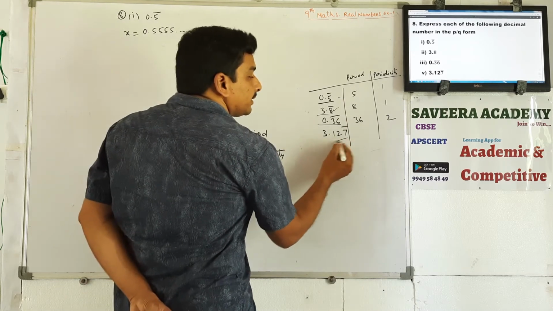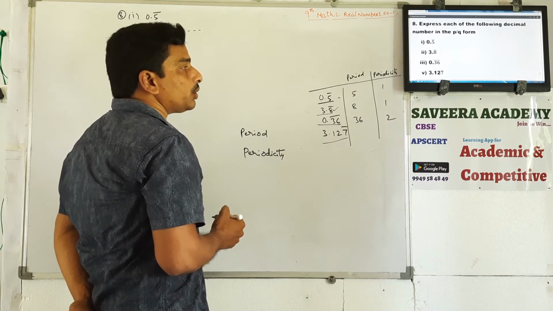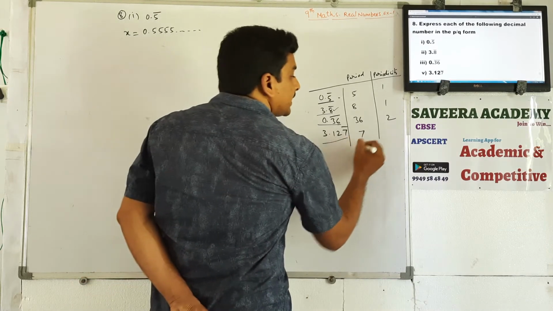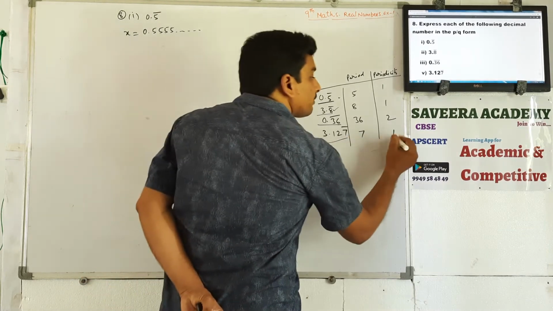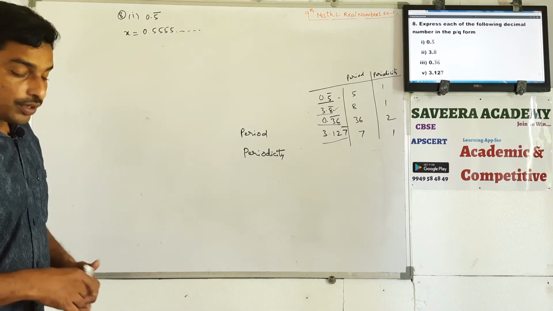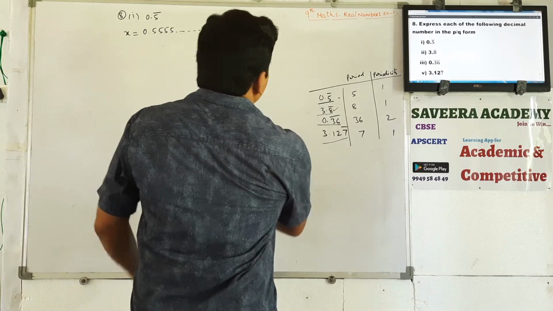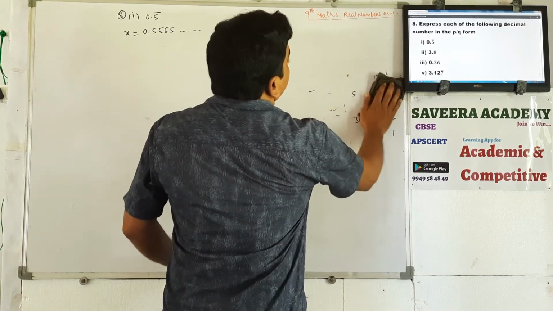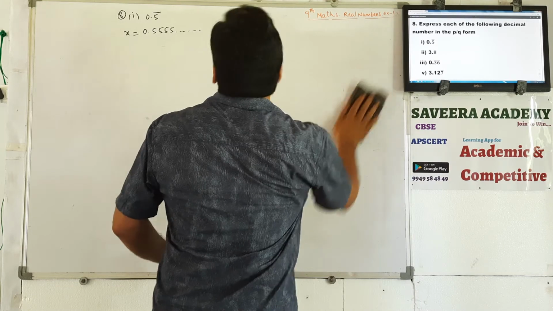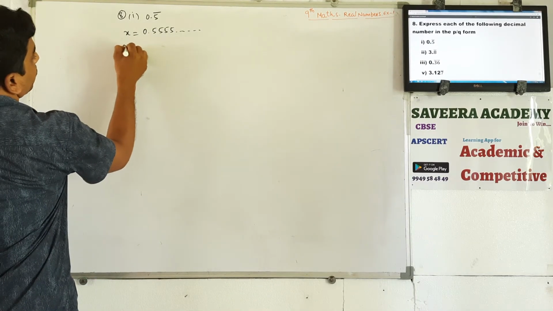Next, here 3.127 bar. So the period is equal to 7. Periodicity is equal to 1. That means only one digit is repeating. So depending on the periodicity we have to do the problem. Here you have to remember periodicity. Here periodicity is equal to 1.